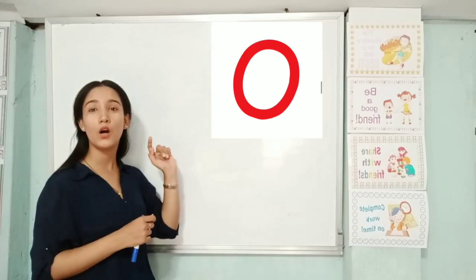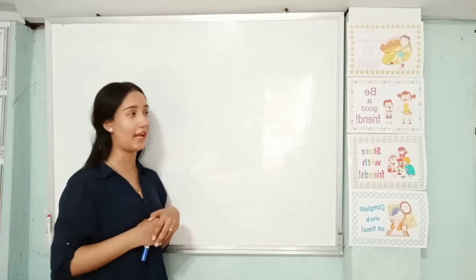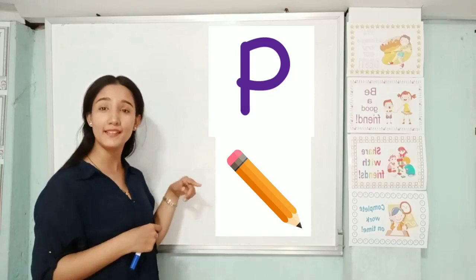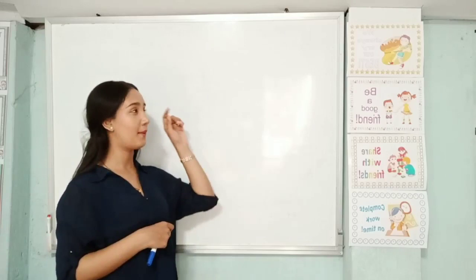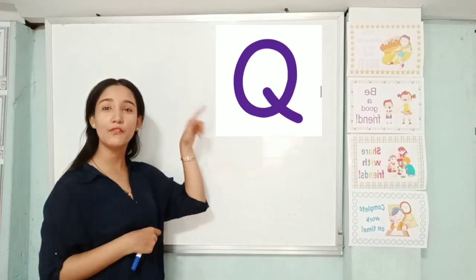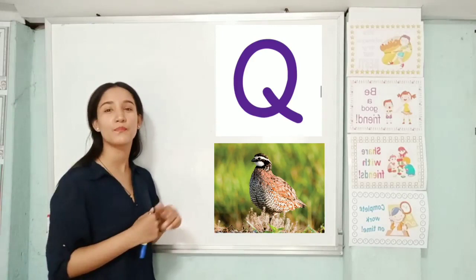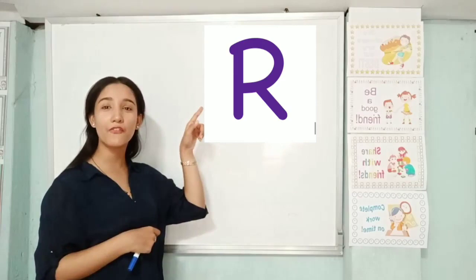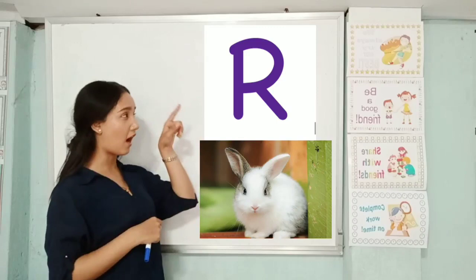Onion. And then we have P. P for pencil. Pencil. And then Q. Q for quill. Quill. R. R for rabbit.